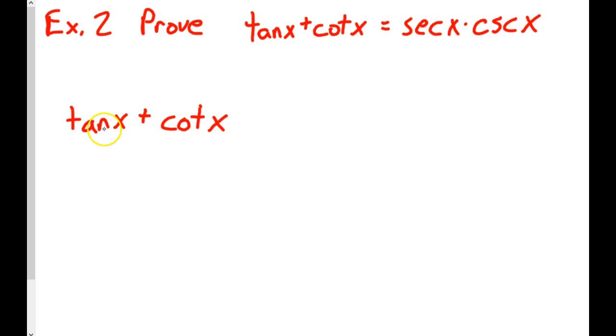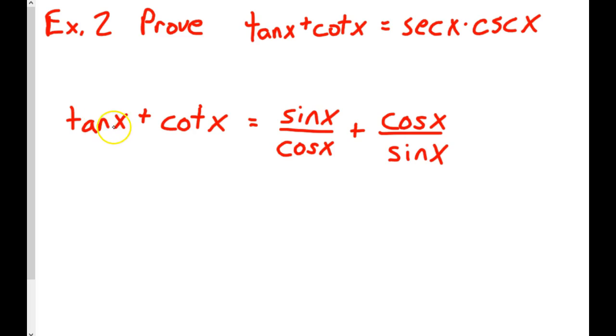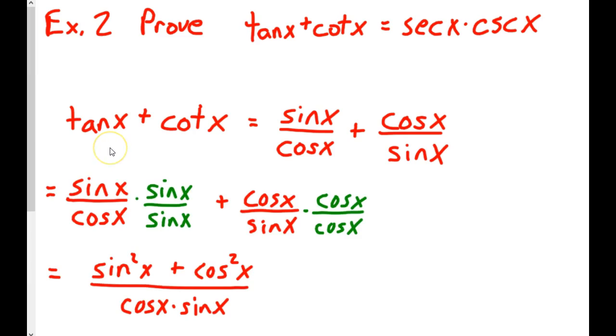First thing I'm going to do is rewrite each of these in terms of sine and cosine. Using the quotient identity, tangent of x is equal to sine x over cosine x, and cotangent x is equal to cosine x over sine x. Now if I want to rewrite these as one fraction, I have to get a common denominator. So I need to multiply by sine x over sine x, and multiply the second part by cosine x over cosine x. So when I multiply, I get sine x times sine x, which is sine squared x, cosine x times cosine x, which is cosine squared x. We have a common denominator of cosine x sine x, so we can write this as one fraction.